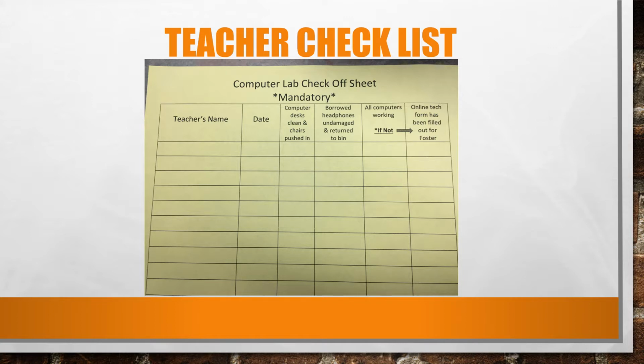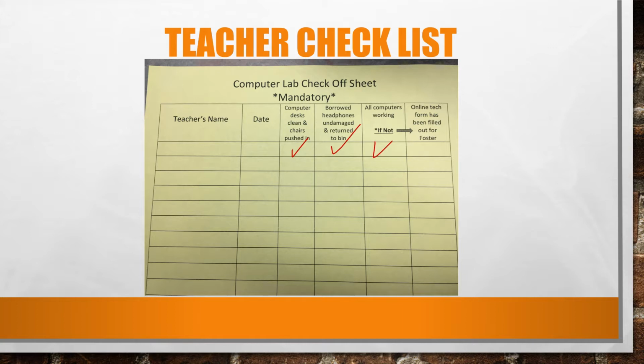All right, here's that teacher checklist I was talking about. This is going to be hanging on the door. So when you leave the lab, just jot down your name, jot down the date, check off that the desks, areas are clean and the chairs are pushed in, all the headphones have been returned and they're all working, and all computers are working.